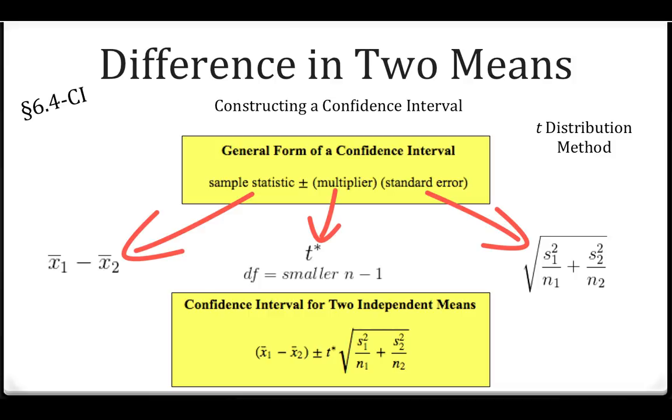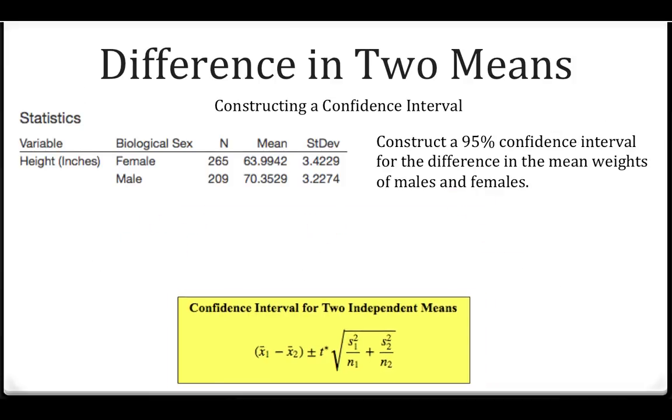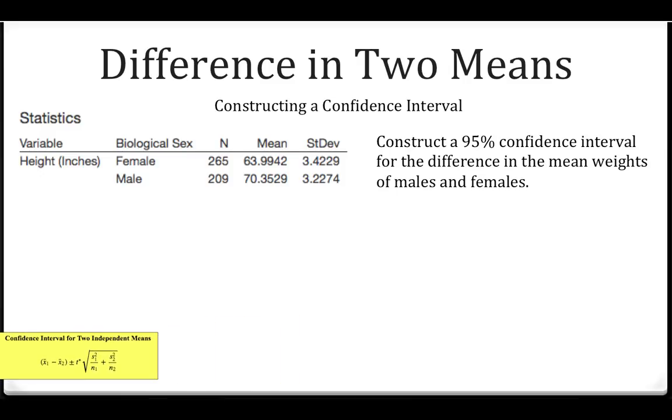Let's walk through one example. First, I'll show you how to construct a confidence interval by hand, and then we'll go to Minitab Express to do the same example there. We have data from a representative sample of World Campus students concerning their biological sex and height in inches. In this table here, we have descriptive statistics. We want to construct a 95% confidence interval for the difference in the mean weights of males and females.